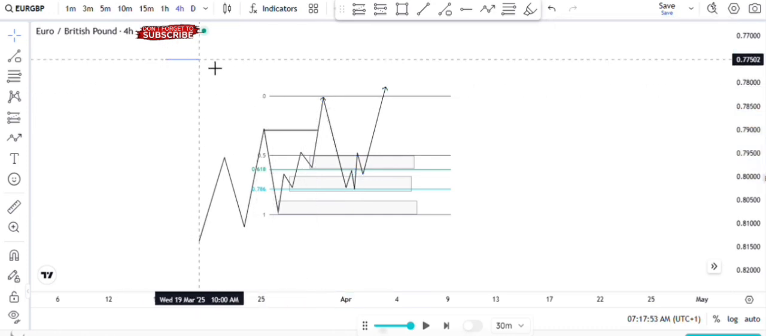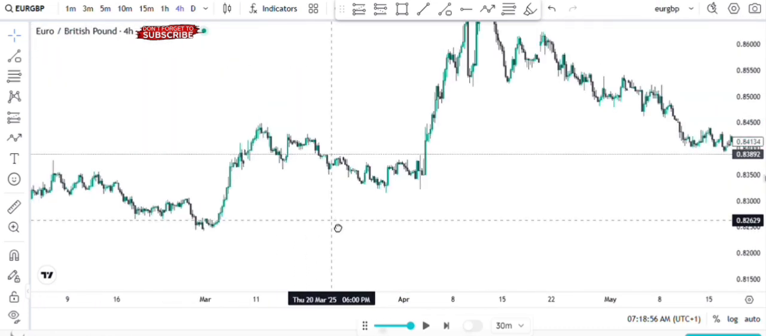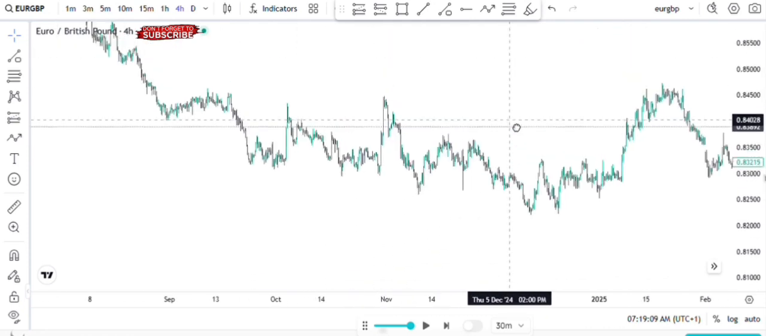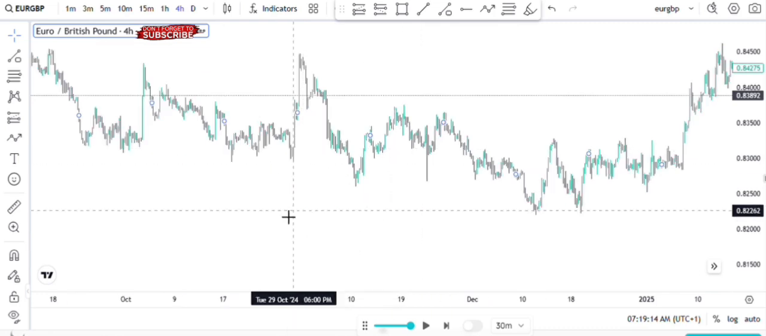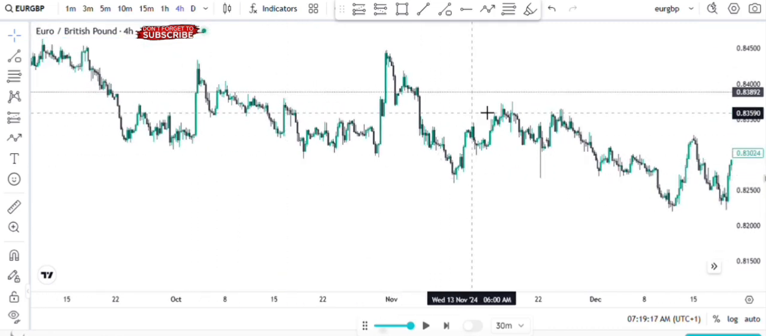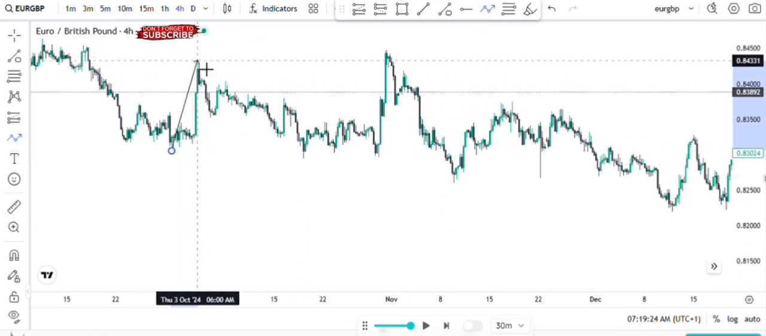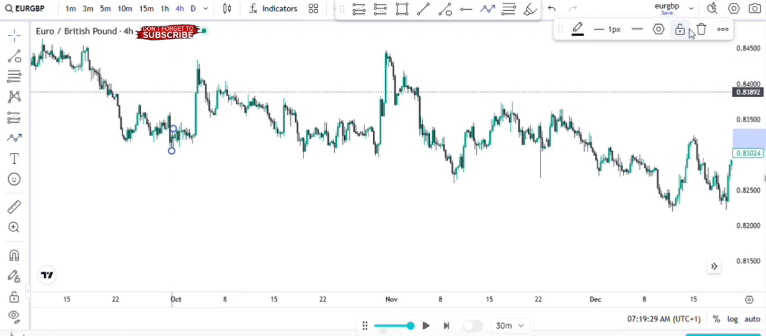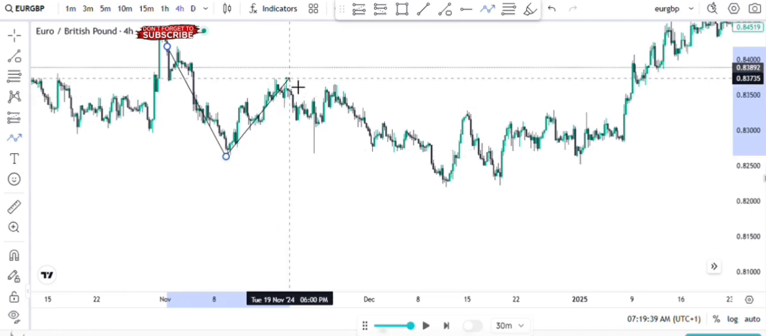Now let's go to the chart and show you some examples. This is what we are talking about. When you are trying to identify your market structure, always mark your swing highs and swing lows. Mark your swing points. As you can see right here, your market is moving. This is your lower low, lower high.